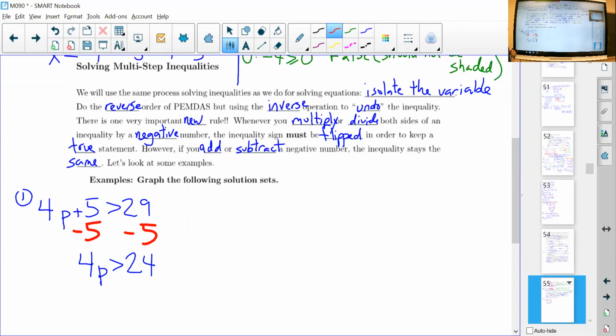But I want p by itself. Notice I did adding and subtracting first. Now I'll multiply and divide. So I'll divide by 4 because this is multiplied by 4. Do the opposite. I divided by a positive number, so I don't flip the sign. I just get p is greater than 6. P is greater than 6.